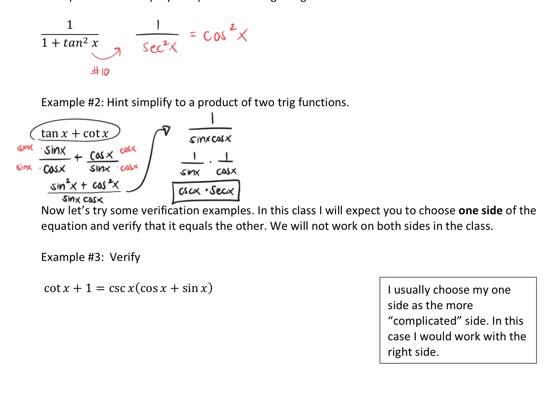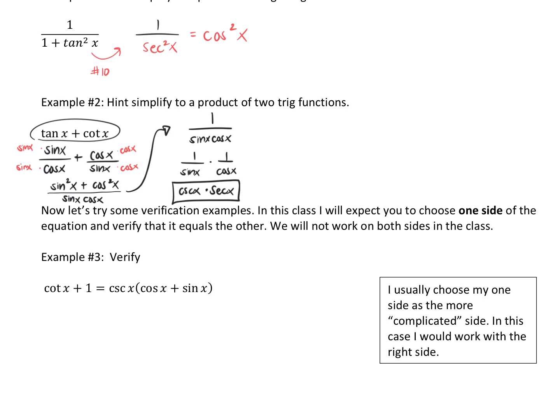We're going to try some verification, okay? So for verification, we're going to be given an equation, and you're going to choose one side of the equation and make sure that it equals the other side. Okay, we're not going to work on both sides. We're not going to solve it like an equation. We are going to just mess with one side of the equation and make it equal the other side. Again, there's more than one way that you can do this. I was helping someone earlier with this on their homework, and they did it a different way, but they got the same answer. So your algebra could look different because maybe you saw a trick that maybe I didn't see, or vice versa.